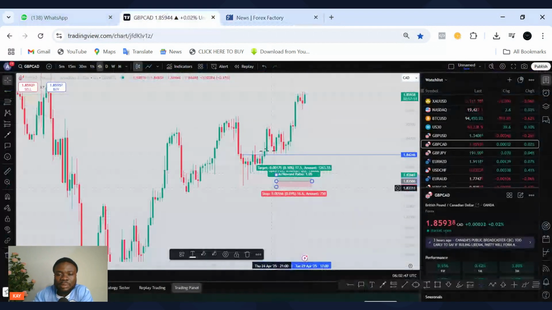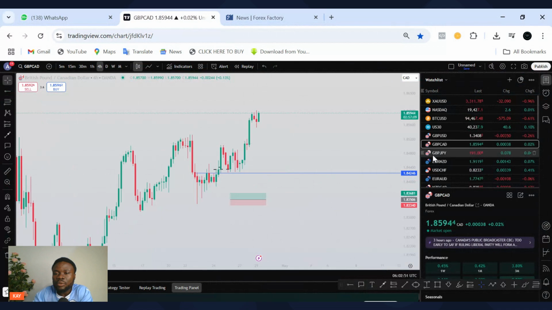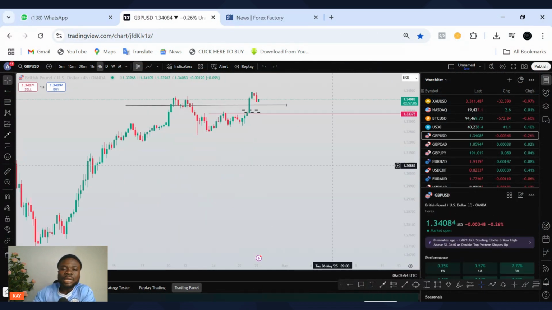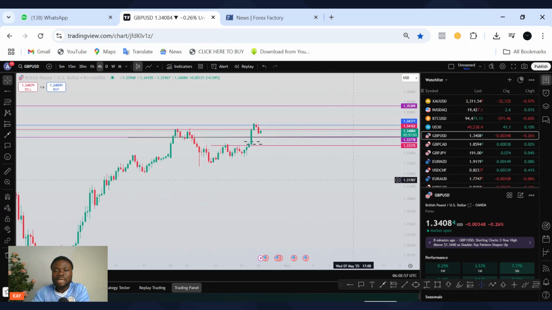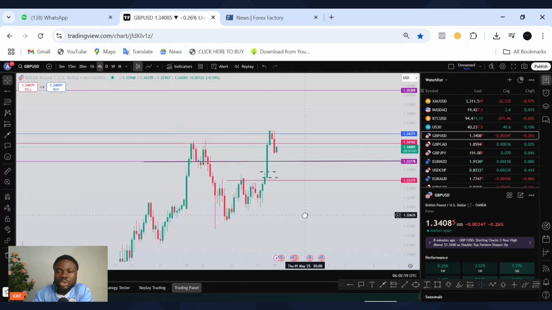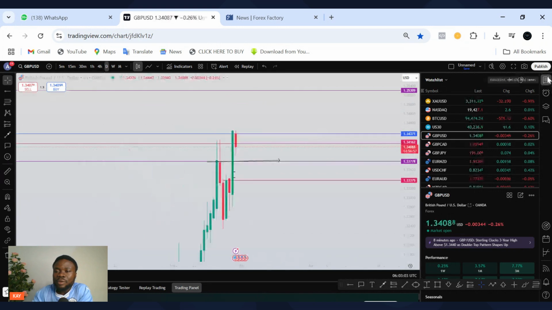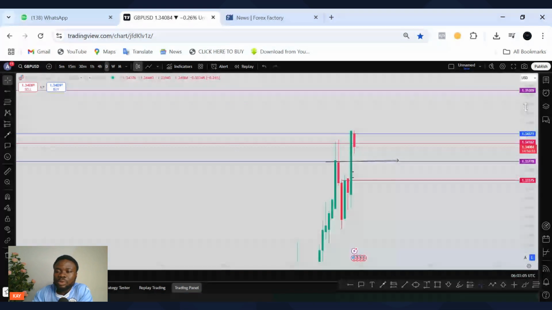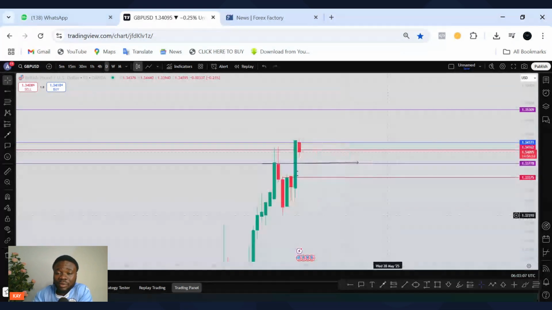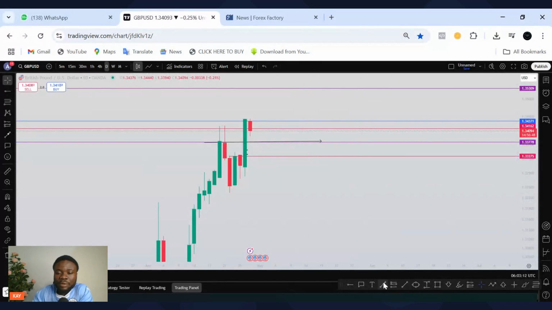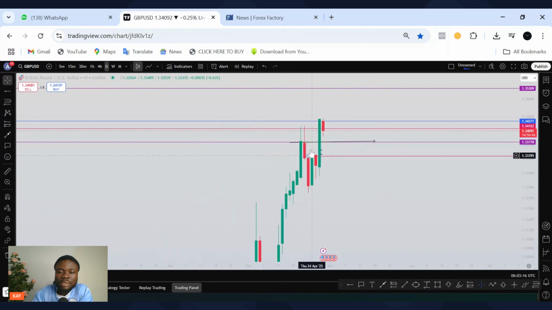Let's move to the technical aspect and see which currency pair is giving us opportunity. First of all, let's look at GBP USD. I'm going to analyze only the currency pairs that are on top of my watch list. Looking at GBP USD, you have to first of all look at the daily time frame to see the overall direction of the market. Looking at the daily time frame on GBP USD, the trend is an uptrend at this point in the market.